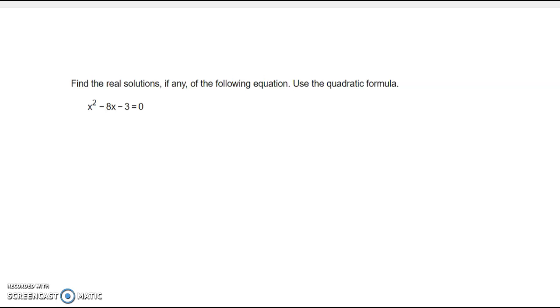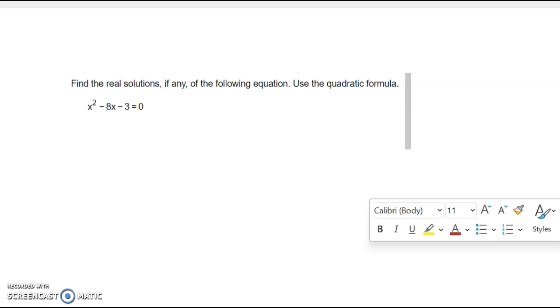Let's look at how to find the real solutions, if any, for the equation we have here using the quadratic formula. Since the equation is in standard form and the coefficients are not fractions, we can use the quadratic formula to find the real solution, if any exists. So first we need to find the values of A, B, and C.